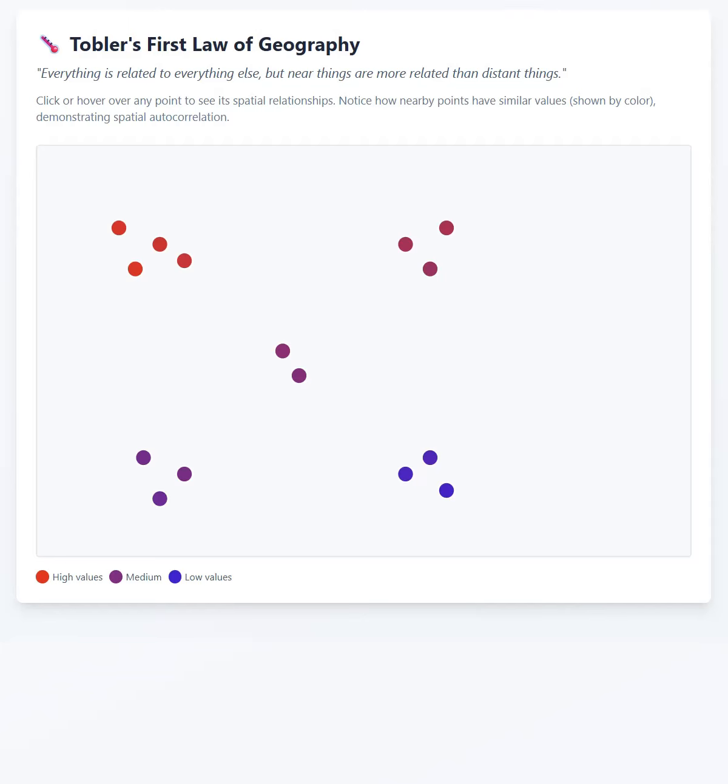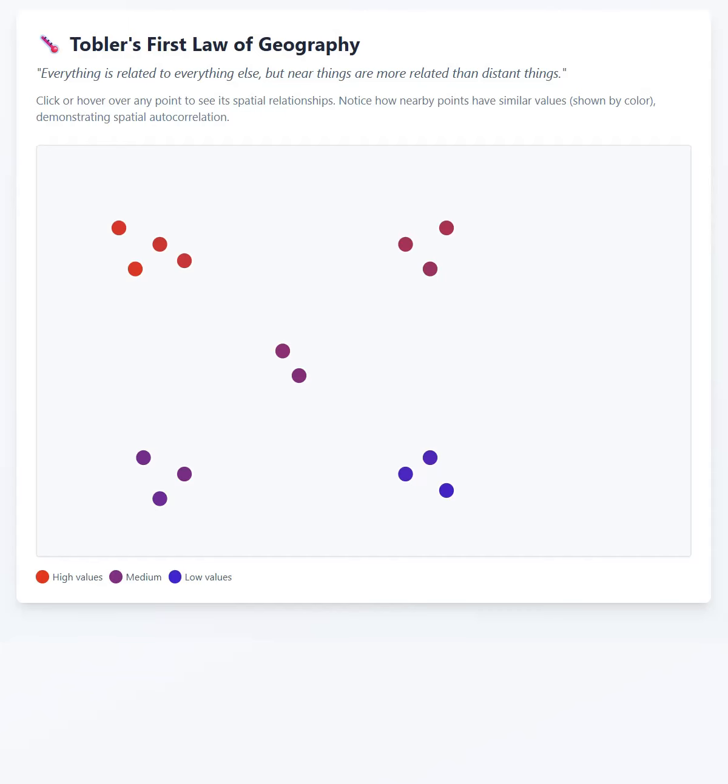In this video, I want to show you one of the most fundamental principles in geography and spatial analysis. It's called Tobler's first law of geography, which states everything is related to everything else, but near things are more related than distant things.